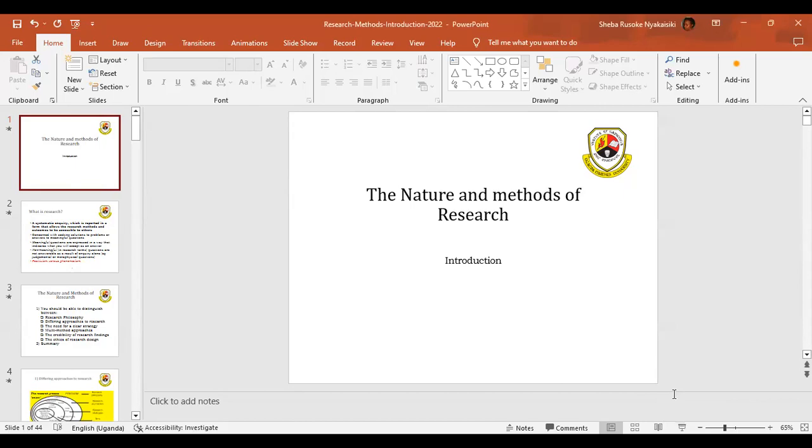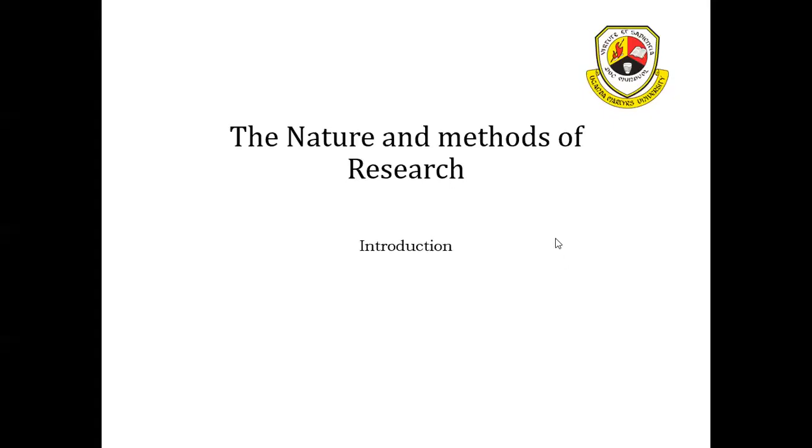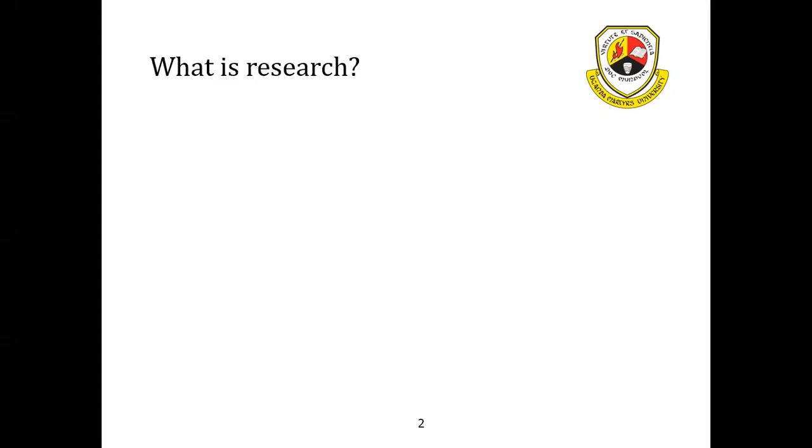So our class today, basically, we are going to look at some of the basic concepts in research, things that we are going to meet, and then later on, see how we can put these into practice. Most of them you must have had before, because this is not the first time you're meeting research. So the first question is, what is research? What do we think research is?